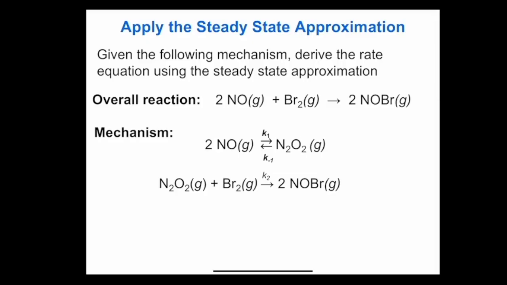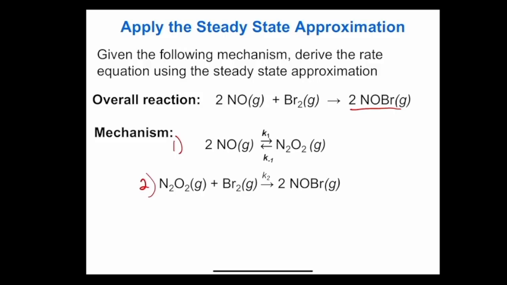So I just want to put together a quick pencast talking a little bit more about the application of the steady-state rate approximation and how it can be used to derive or to sort of understand what's going on inside a reaction mechanism. So this is an example we had in class. We're using 2 molecules of NO reacting with bromine to produce products that are 2 molecules of NOBr. And it happens by a 2-step mechanism.